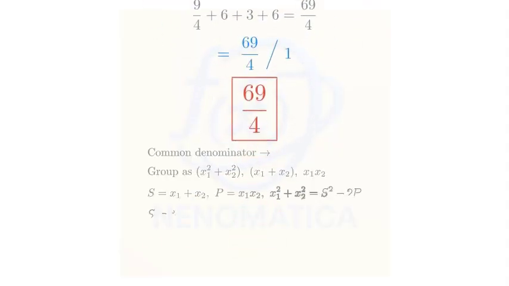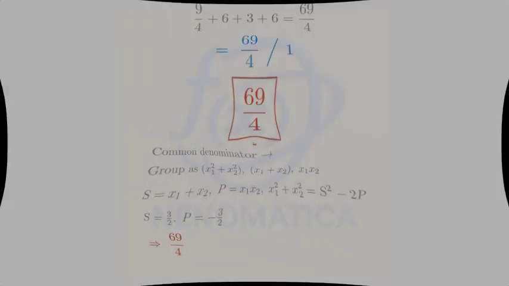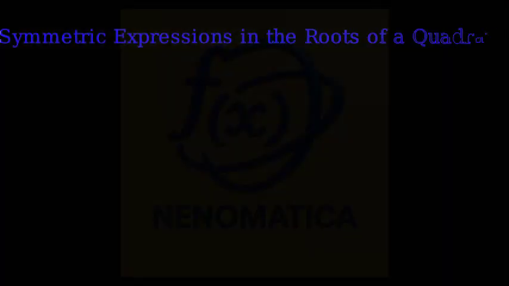Recap. Combine the fractions, group terms into symmetric sums s and p, replace x1 squared plus x2 squared by s squared minus 2p. Then use Vieta's formulas: s equals 3 halves and p equals negative 3 halves. Substituting and simplifying yields 69 over 4. In this short proof, we use symmetric sums and Vieta's formulas.